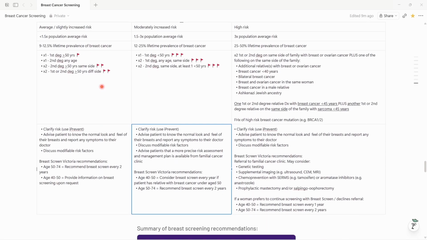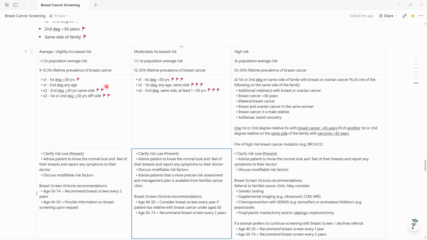So let's go through some examples of what an average or slightly increased risk family history looks like. For patients who are at an average or slightly increased risk of breast cancer, it means that their risk of developing breast cancer is less than 1.5 times the population risk. So no more than 1.5 times the population risk. This translates to a 9 to 12.5% lifetime prevalence of breast cancer.